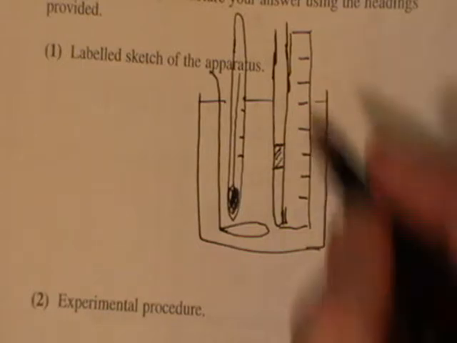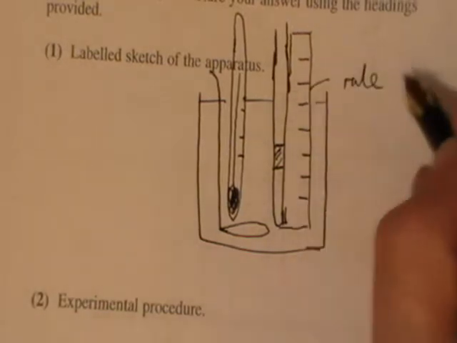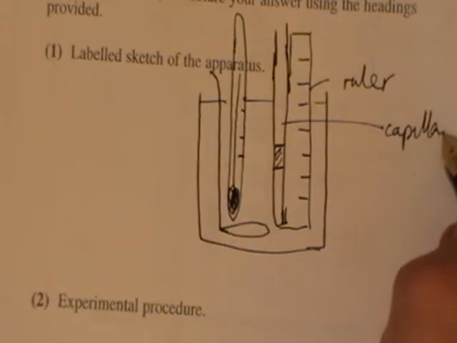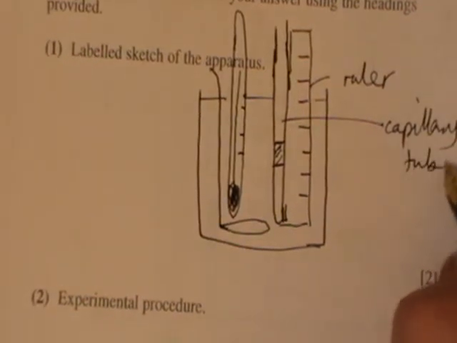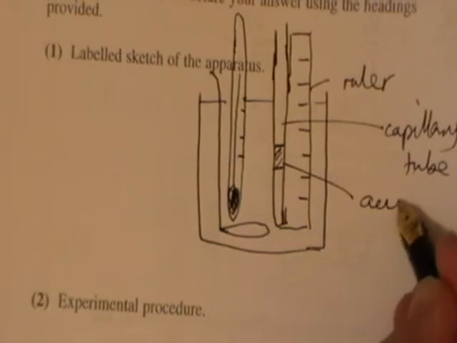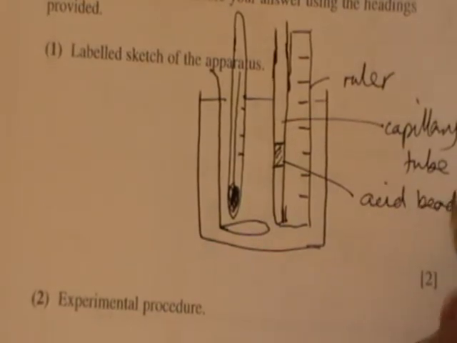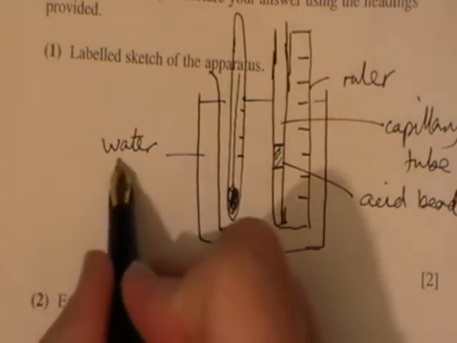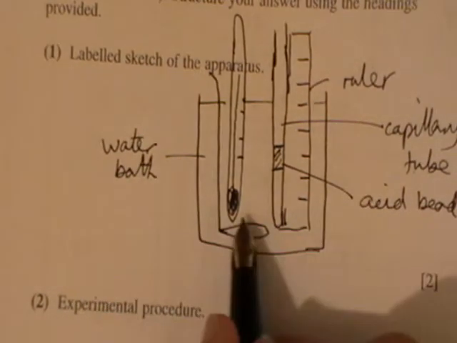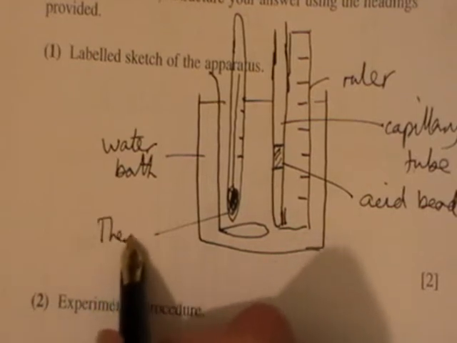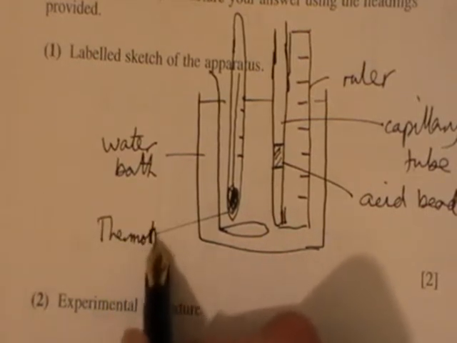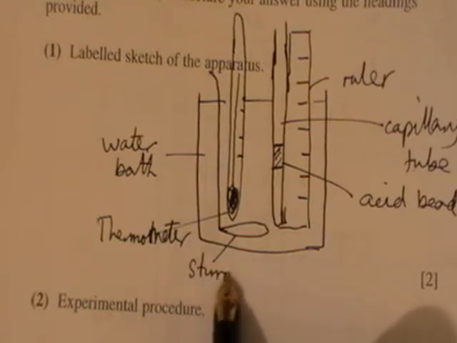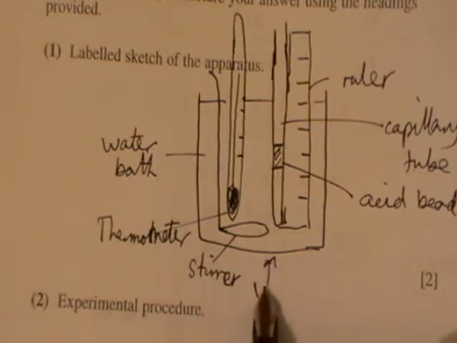So we have a ruler, we have a capillary tube, we've got our acid bead, we have our water bath, we have our thermometer, and then we have our stirrer, and we're going to heat from below.